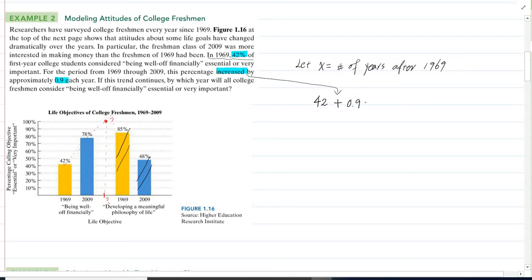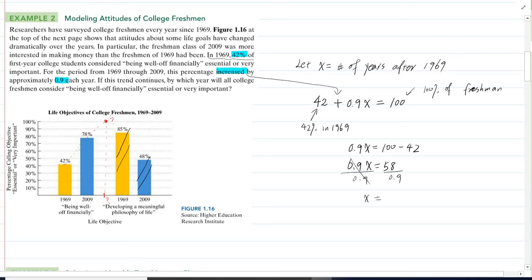The x year will be multiplied by x. But then eventually what we want is for it to be equal for all the students, right? All the students are going to be well off financially. So that means in the end, our idea is that it would be 1%. That's how you set it up. Once you set this up, solving the equation is really simple, which will give you around 64 years.